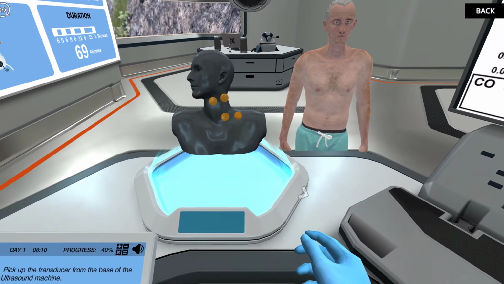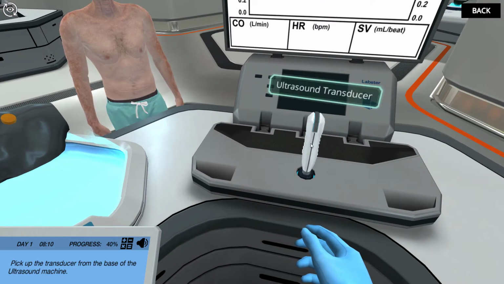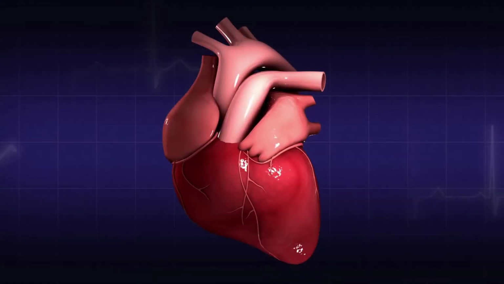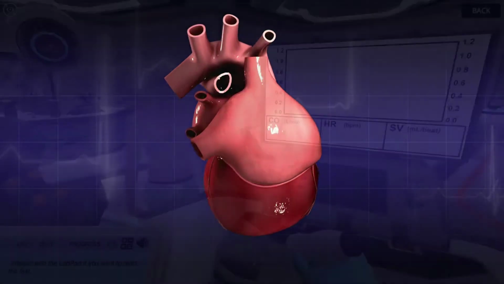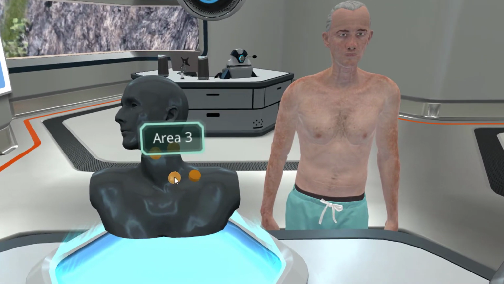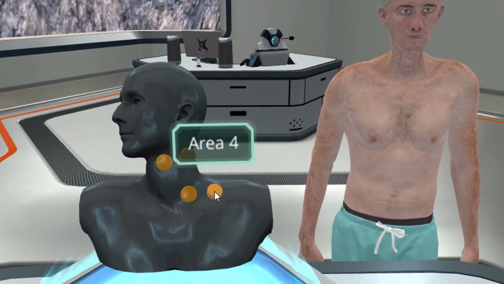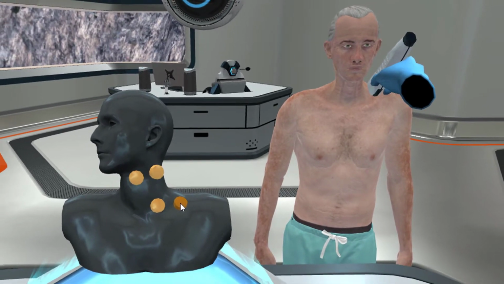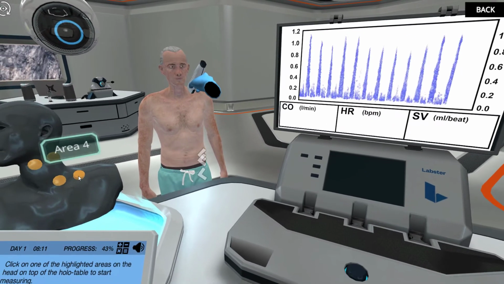Pick up the transducer from the base of the ultrasound machine. To measure the desired variables we need to do it from the aorta, so we need to point our probe towards the aortic valve. To do so, we need to find the exact right spot on the patient's neck. We can use the model of the patient's head on the hollow table to your left to see possible locations more clearly. The right area is called supraclavicular fossa area. If you choose the correct location you will see a pulsatile signal. Click on one of the highlighted areas on the head on top of the hollow table to start measuring.